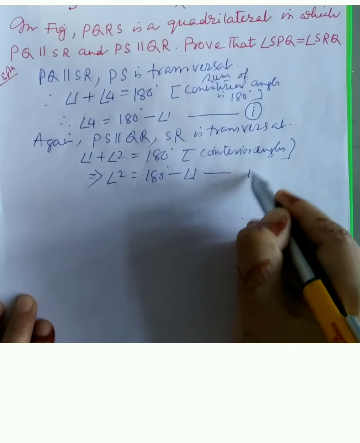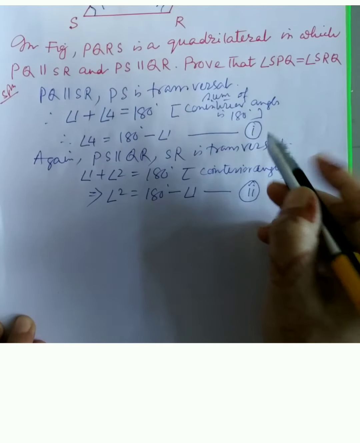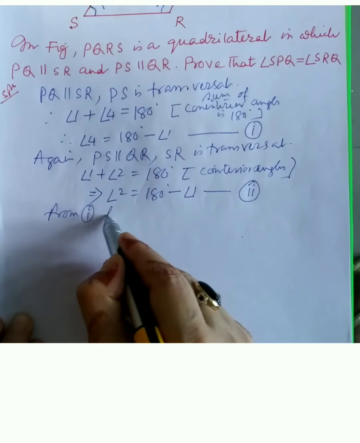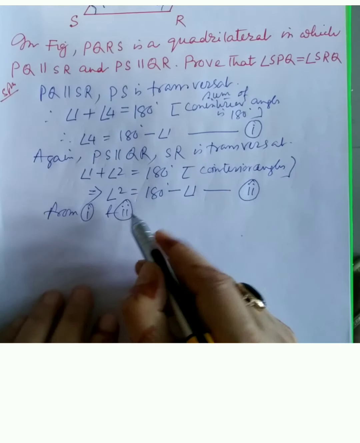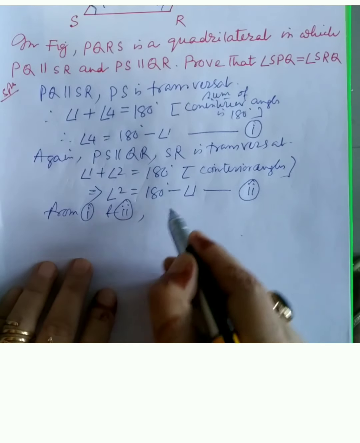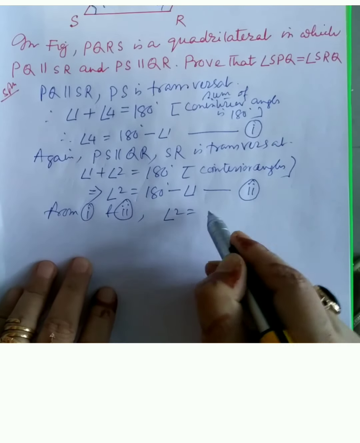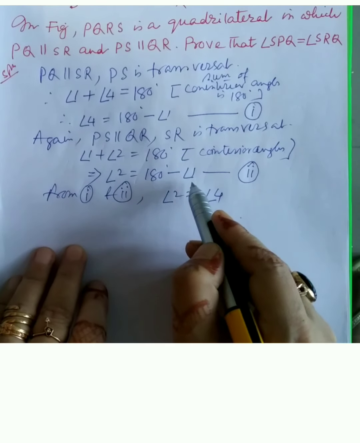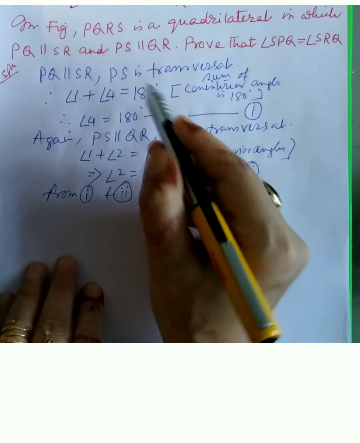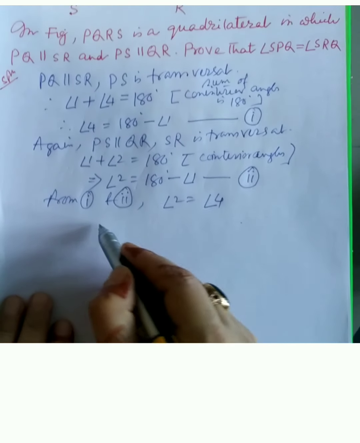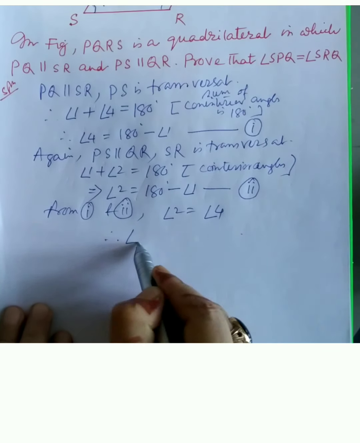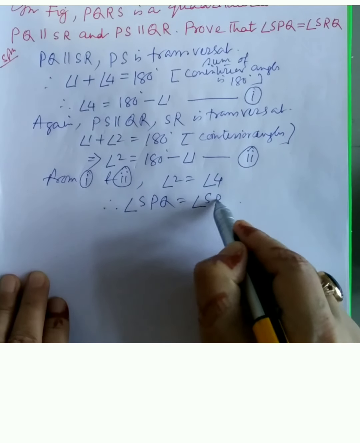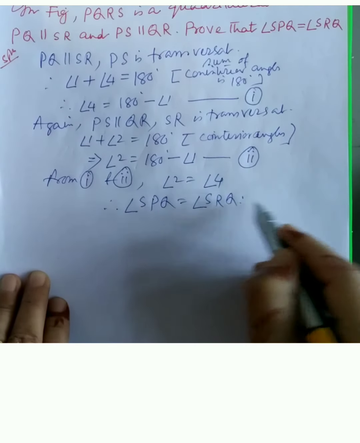And if we name it as 2, you see from 1 and 2, what are we getting? We are getting angle 2 is equal to angle 4. This one is 180 degree minus 1. This one is 180 degree minus 1. So angle 2 is equal to angle 4. That means angle SPQ is equal to angle SRQ. Proved.